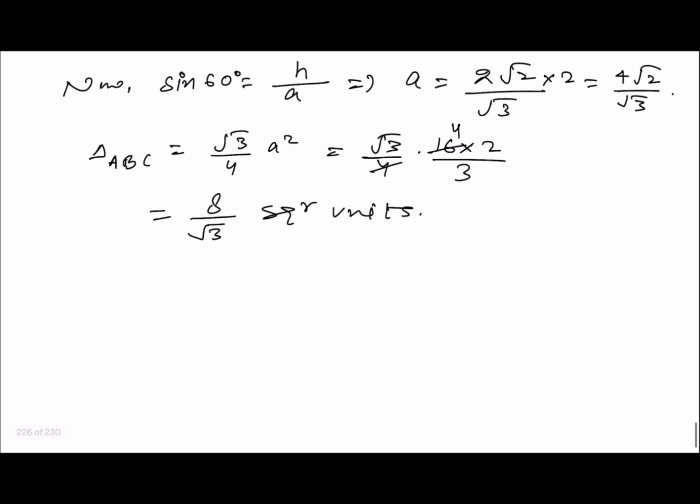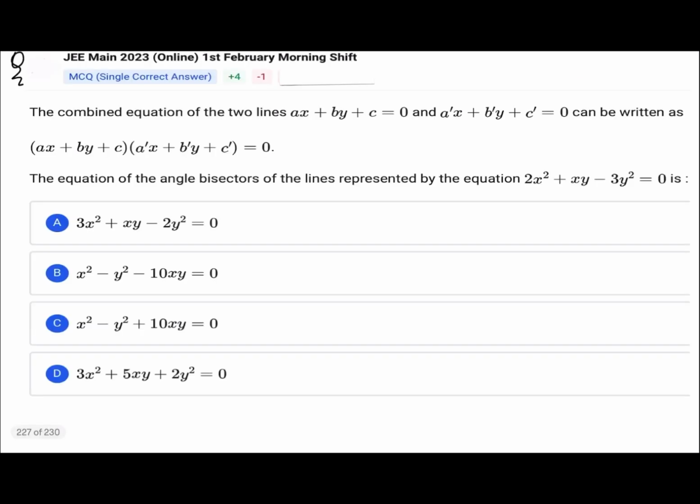Now let's move to the next question. Which equation is the combined equation of the two lines ax plus by plus c is equal to 0 and a dash x plus b dash y plus c dash is equal to 0? It can be written as (ax plus by plus c) into (a dash x plus b dash y plus c dash) is equal to 0. We all know this very well.